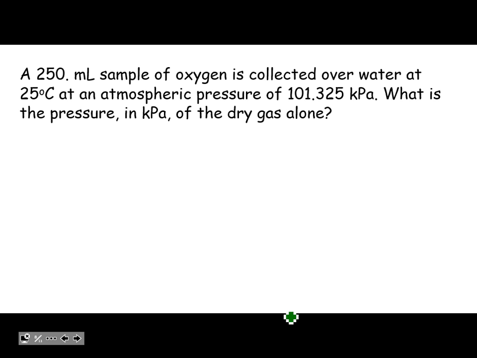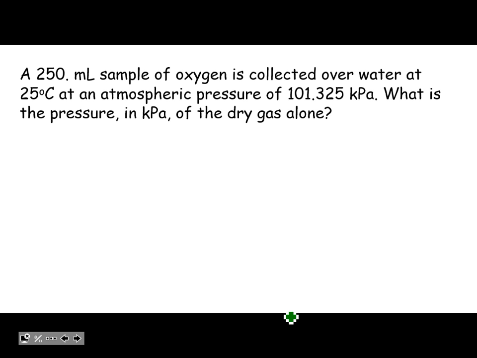Here is my second example. My second example says, a 250 milliliter sample of oxygen is collected over water at 25 degrees Celsius and an atmospheric pressure of 101.325 kilopascals. What is the pressure in kilopascals of the dry gas alone?